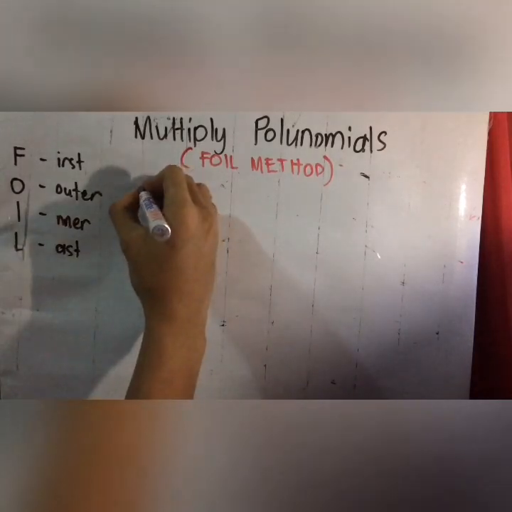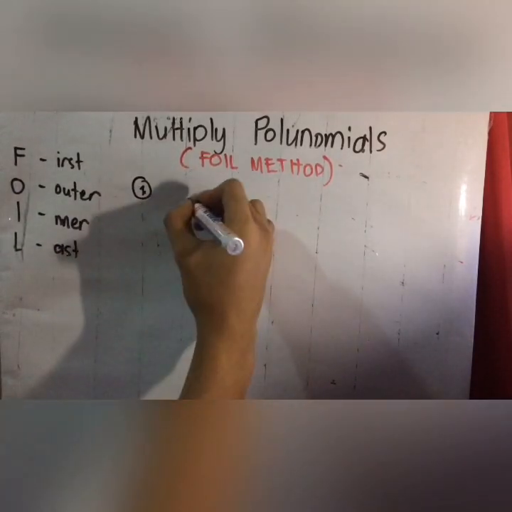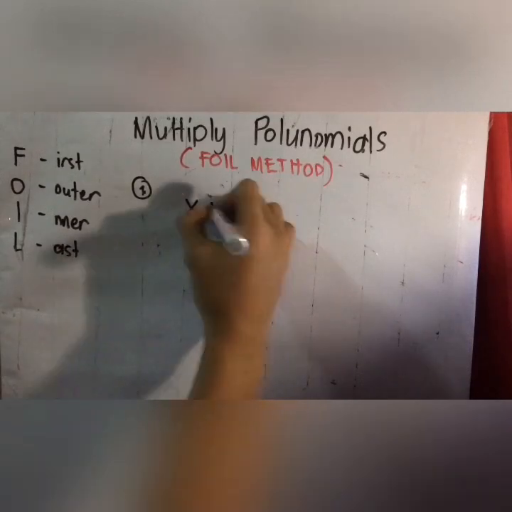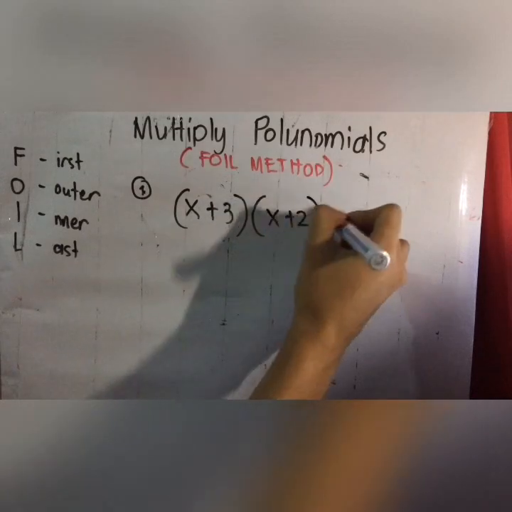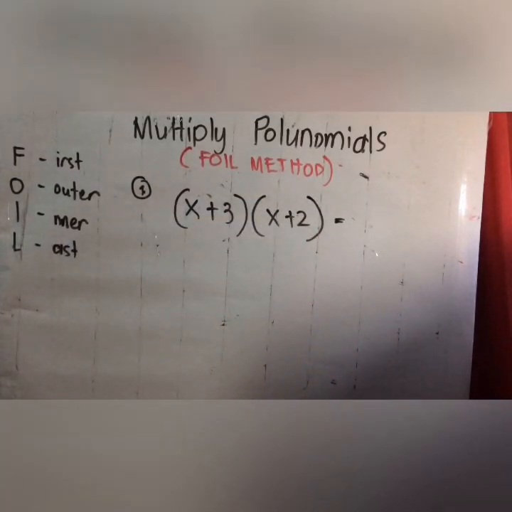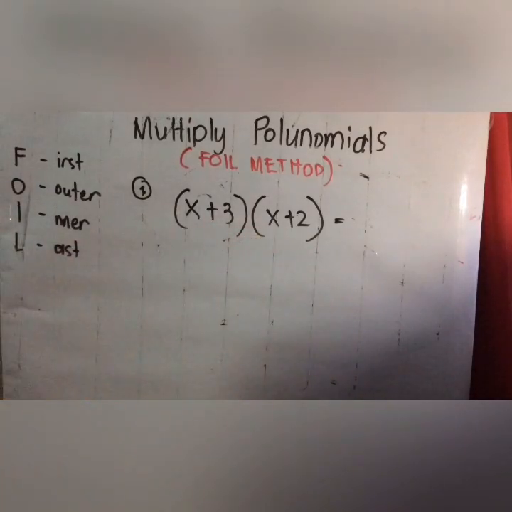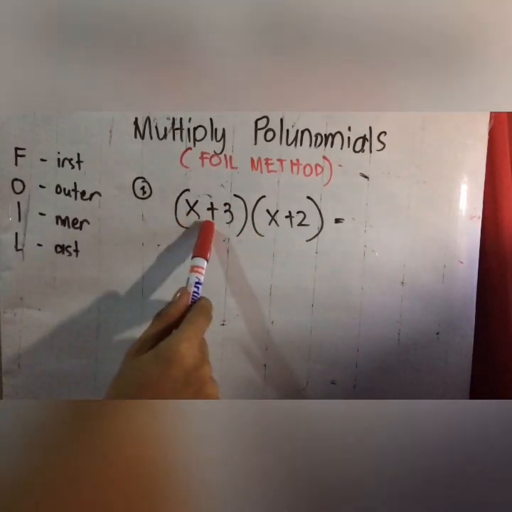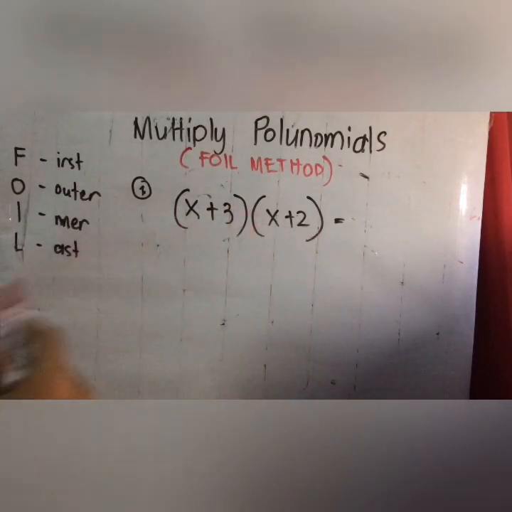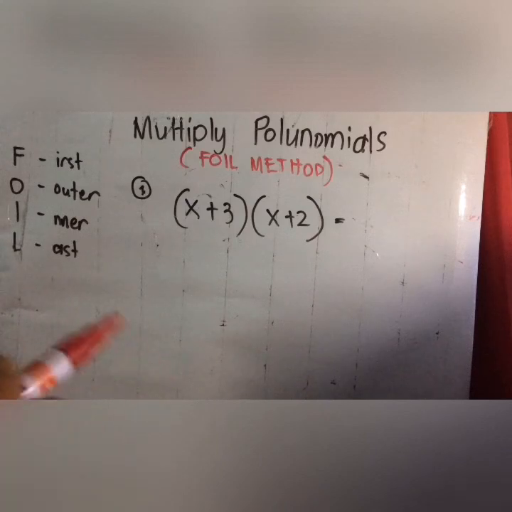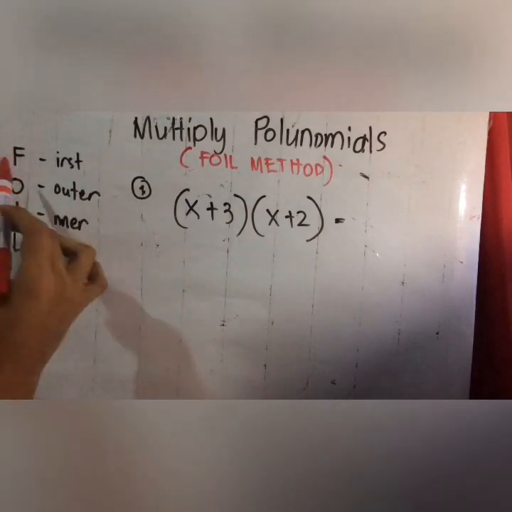So say for example, we have x plus 3 multiplied by x plus 2. This given expression is a binomial by a binomial because this polynomial has two terms and this polynomial also has two terms. So next, how do we find the product? The very first thing to do is to use the FOIL.